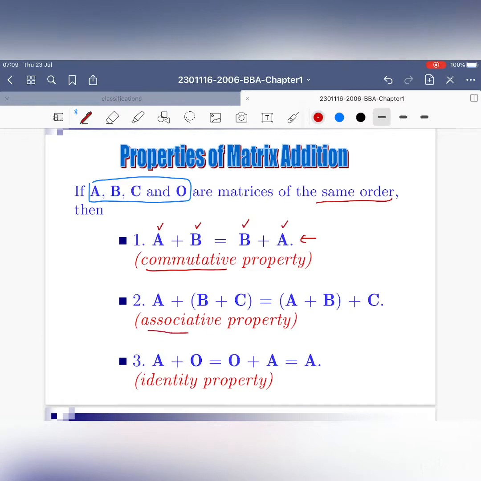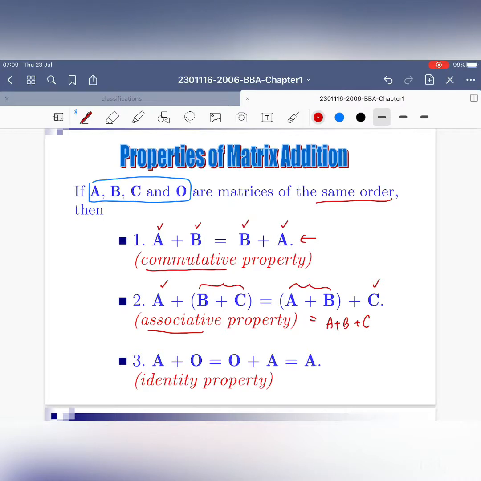And also the associative property. If you have 3 matrices added, you can do the A and the B first and followed by the C, or you can do the B and the C first and followed by the A. They give the same result, or sometimes you can just ignore the parentheses and write A plus B plus C. It doesn't matter.